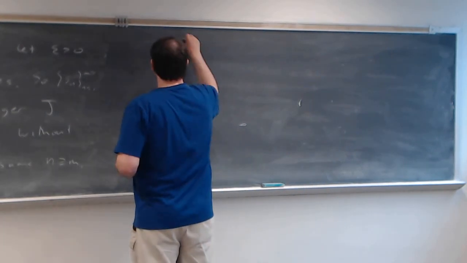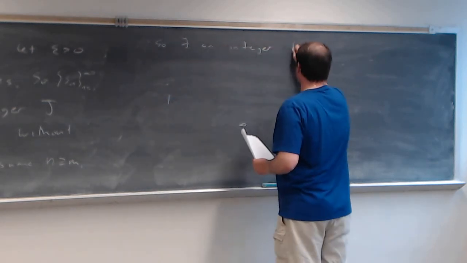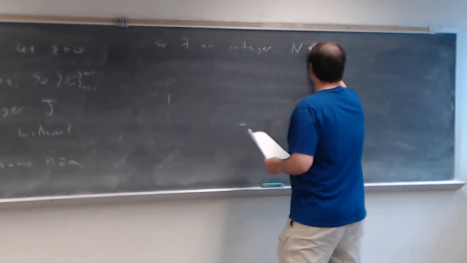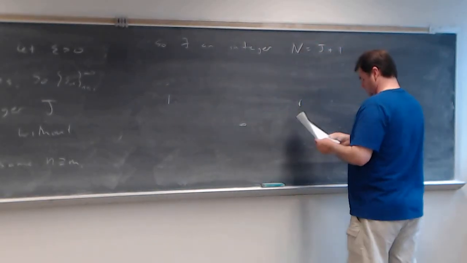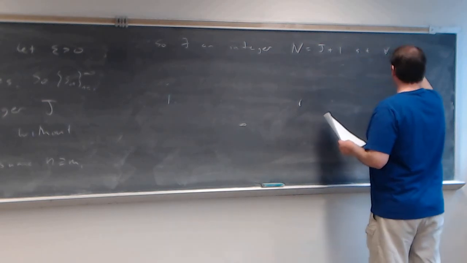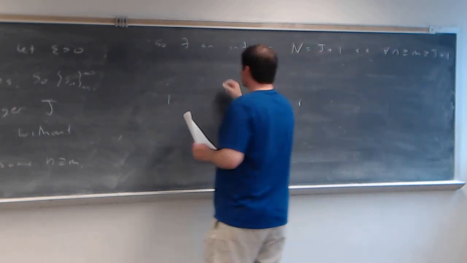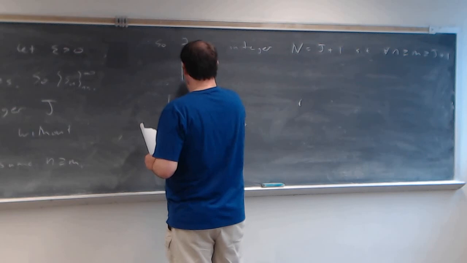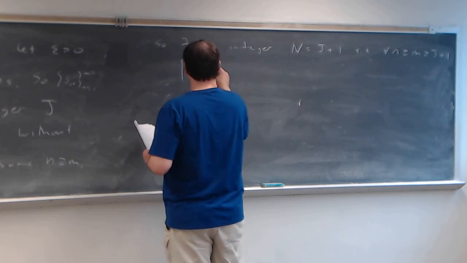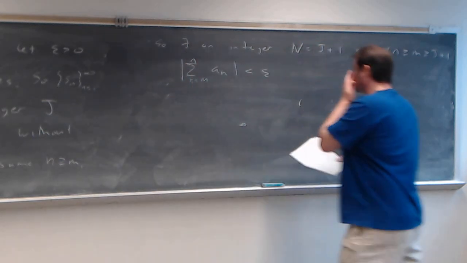So that means there exists an integer, let's say N equal to J plus 1, such that for all n greater than or equal to m greater than or equal to J plus 1, the norm of the sum as k runs from m to n of a sub k will be less than epsilon. So that's half the proof.